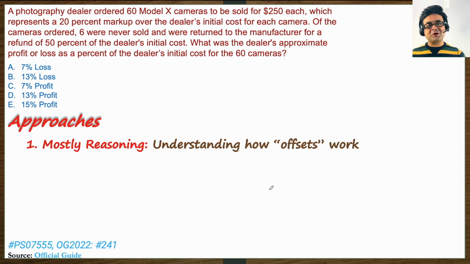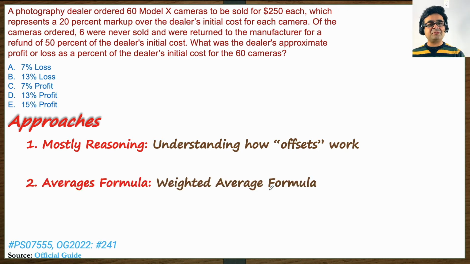The first approach we are going to take is mostly reason. As we break down the question, you will realize that on some of the cameras, the dealer is making a profit. On some of the other cameras, he is making a loss. Now, there has to be an offset point where the profits are getting offset with the loss or vice versa. And then the rest of the profits or the rest of the losses are taking the overall profit and loss into a certain direction. We should be able to use that information to get to the answer. So that will be our first approach.